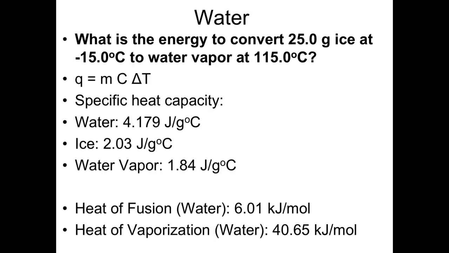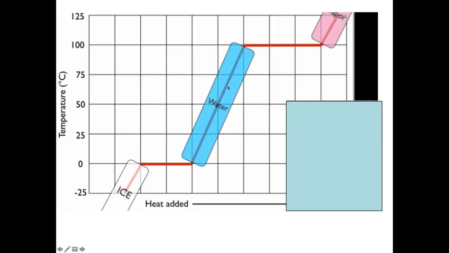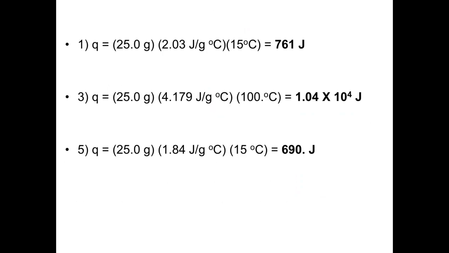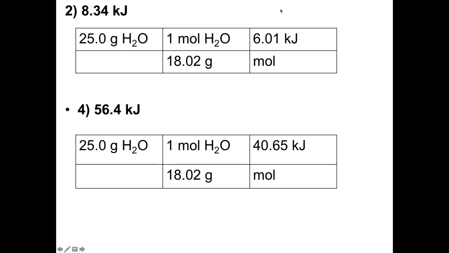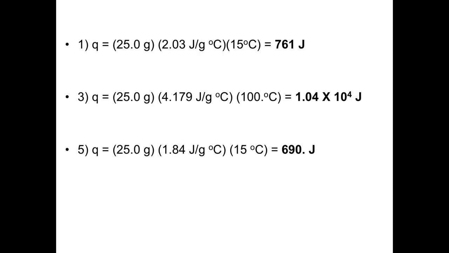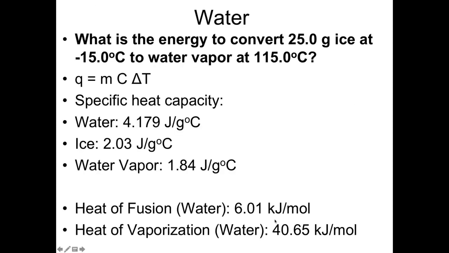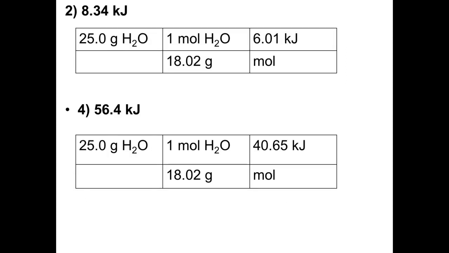So what I just did was this part here, and this part here. The next thing we need to do is the conversion from ice to water and the conversion from water to water vapor. For that, you're going to need to use just a basic T chart, where the first thing you want to do is convert the grams of water to moles, because the heat of fusion and vaporization are given in kilojoules per mole, so you have to have the item in moles to make that occur.